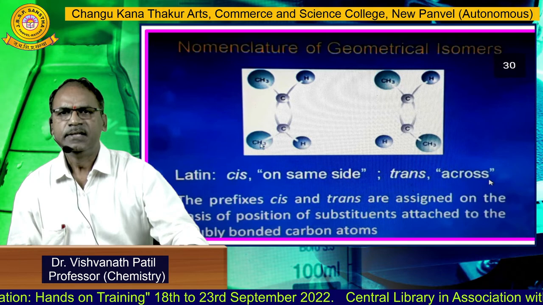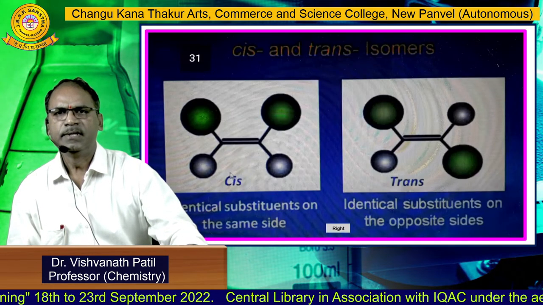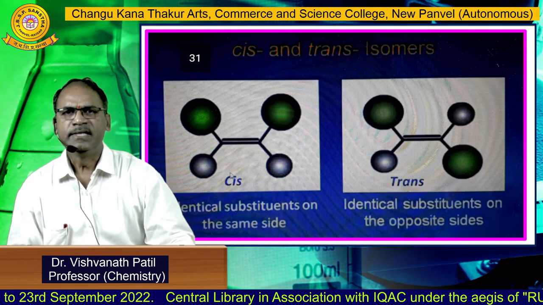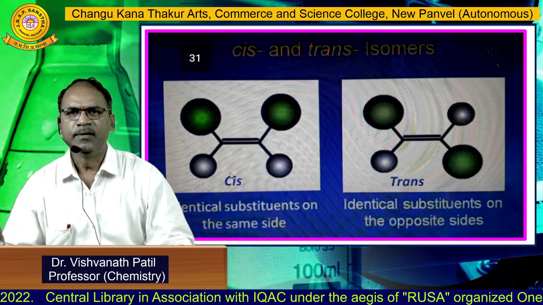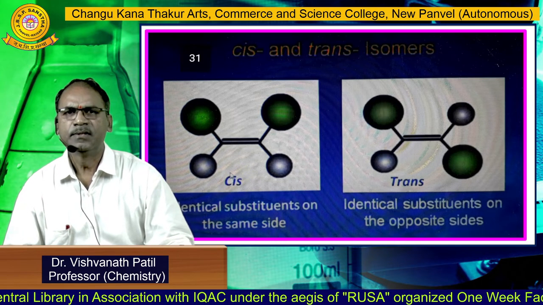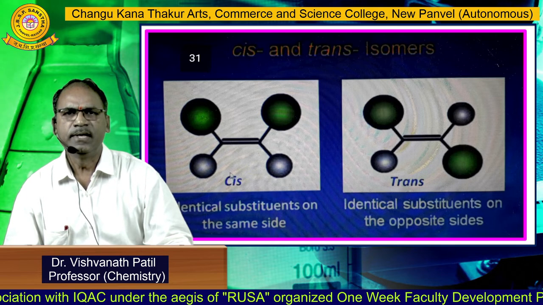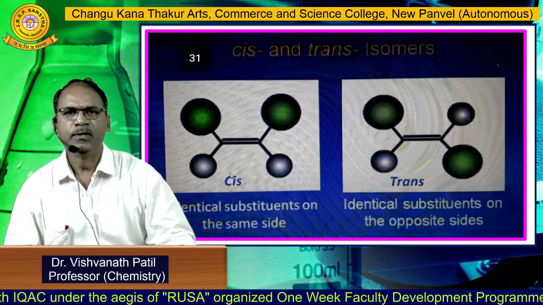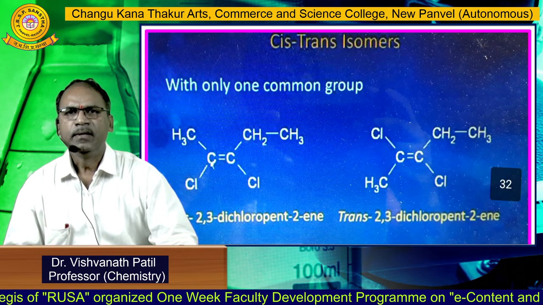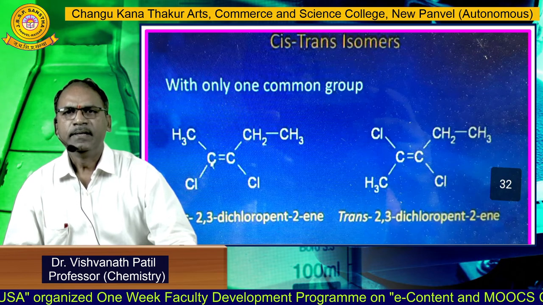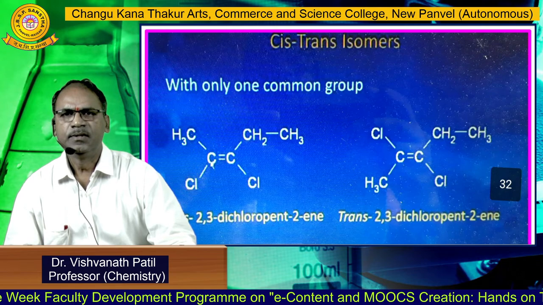The Latin words are cis, meaning on the same side, and trans, meaning across, the opposite side of the double bond. So in cis and trans isomers, similar groups or atoms attached to the same side of the double bond are known as cis isomers, while similar groups or atoms attached to the opposite sides of the double bond are known as trans isomers. With only one carbon common, we explain cis and trans isomers on a priority basis.